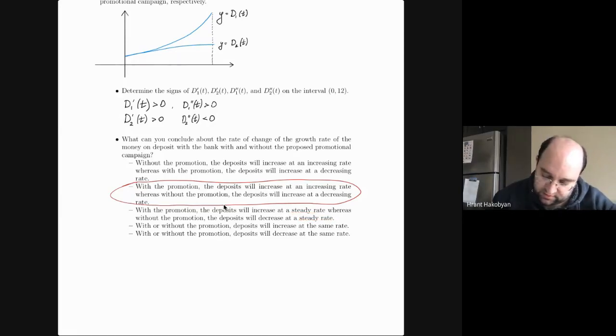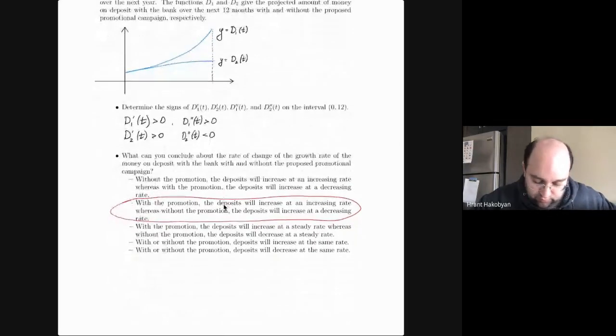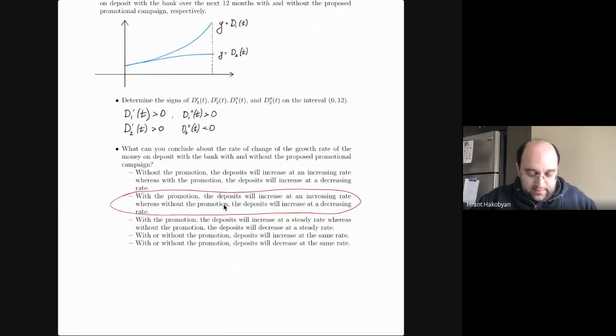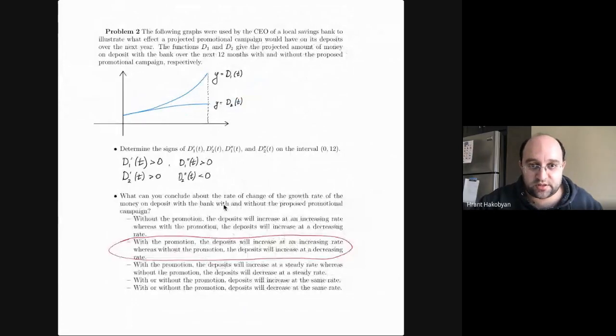And the other one is saying with or without the promotion, deposits will increase at the same rate. So what that means is the graphs are the same, and they're clearly not the same. Okay, and they would be increasing. Okay, so this is this problem. Are there any questions about this problem?